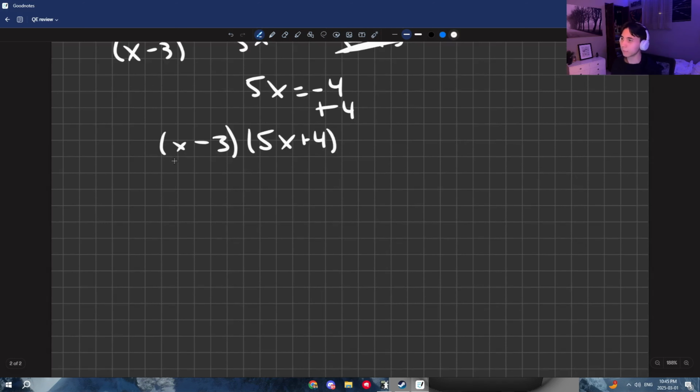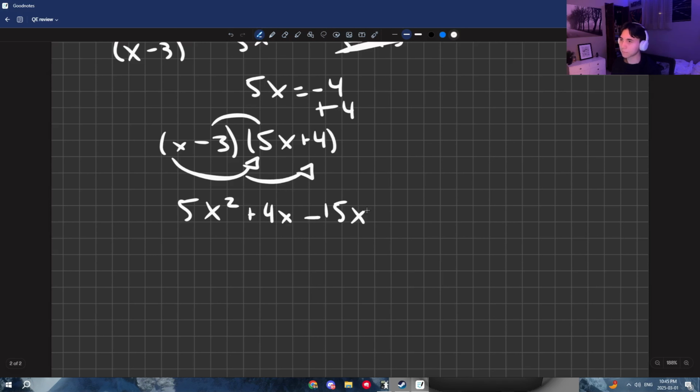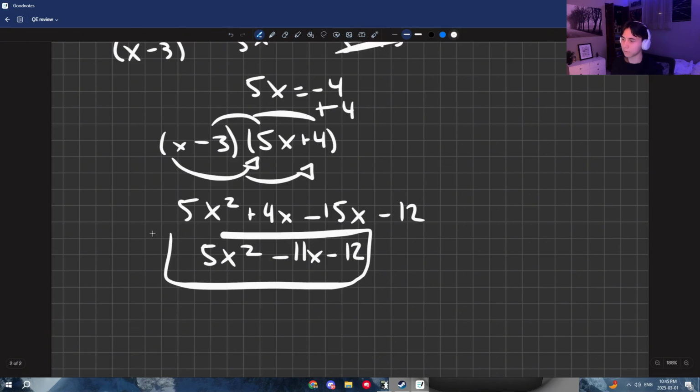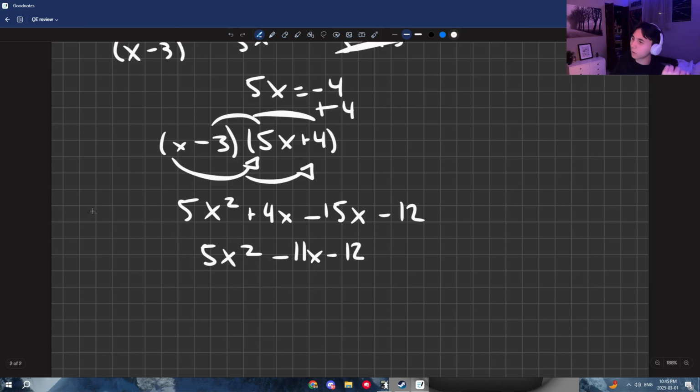So we're just going to FOIL this out, and we're going to get 5x squared plus 4x minus 15x minus 12. So we just collect our like terms, and we're going to get 5x squared minus 11x minus 12 as our final answer here. So that's the way we actually turn our roots into an equation.